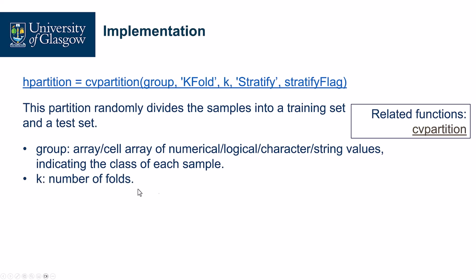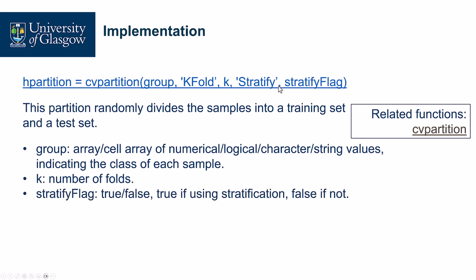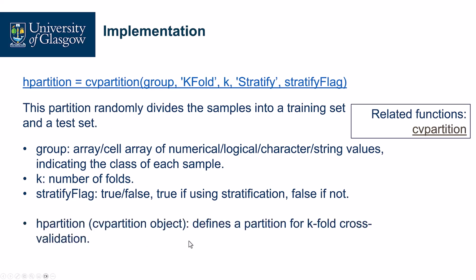And k is the number of folds. Stratify means that if we want to use stratified sampling, as we discussed in the last session, we use it. Otherwise, if it's false, we don't use stratified sampling. The result, the partition, is again an object that defines a partition for k-fold cross-validation. You can see more details in the live script and try it yourself.